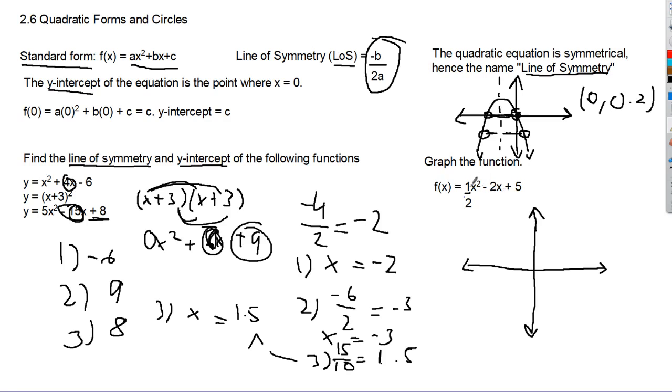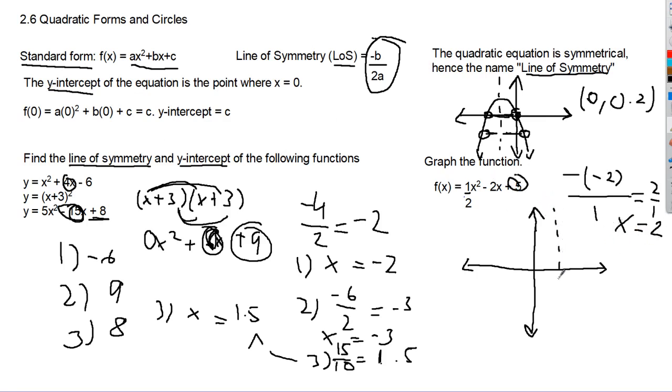Okay, but anyways, we got the line of symmetry, which is negative b over 2a. So negative b over 2a was negative negative 2 over 2 times this 1/2 right here. So that's 2 times 1/2, which is 1. So 2 over 1 is just 2. X equals 2, not just 2, is our line of symmetry, and our y-intercept is 5, as already given here.